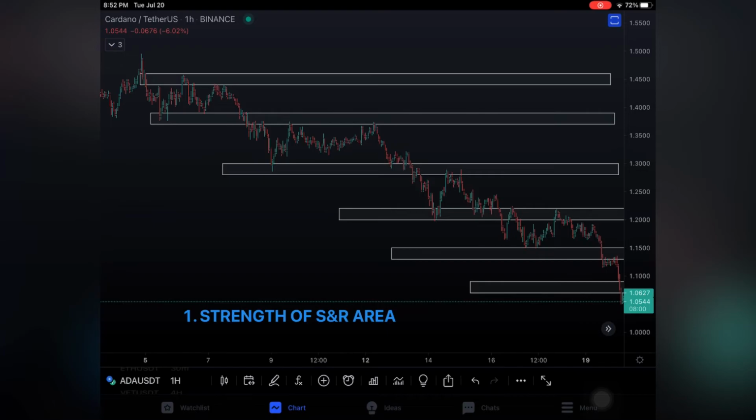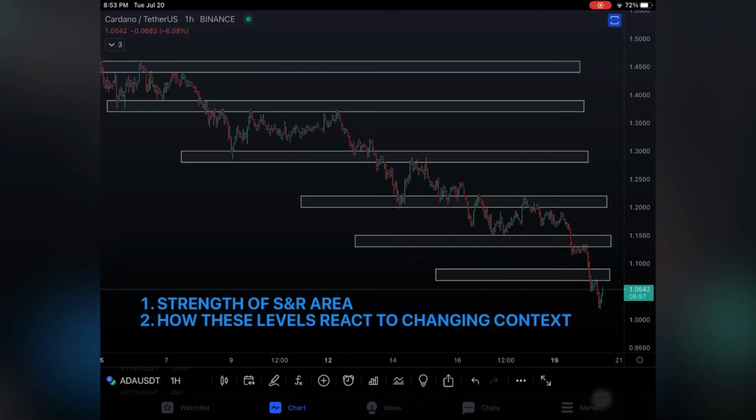Another factor to consider is how these levels react to changing context. A broken area of support may soon become the area of resistance. On the other hand, a broken area of resistance may soon become the area of support. This pattern is called the support-resistance flip. So let's say in the example we have given.